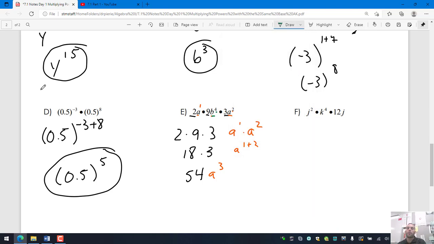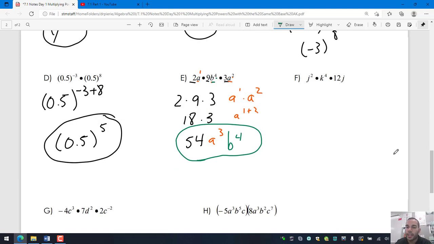So I got b to the 4th power, but it's all by itself. It doesn't really combine with anything else, so it just stays as is. At the end of this, I'm going to have a b to the 4th power. So all I have to do, this is going to be my final answer. I'll have 54a cubed times b to the 4th power.